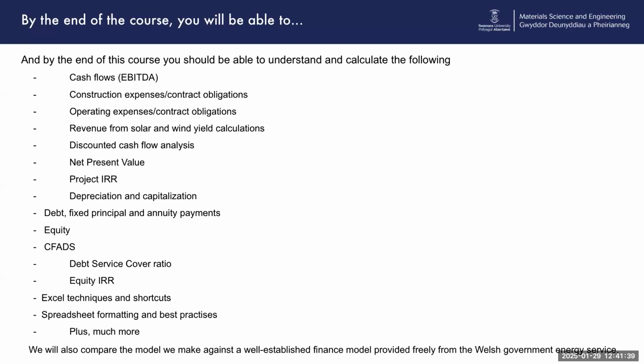We'll have a look at different debt schedules. Debt isn't just debt. You don't just pay back the bank. There's different ways of paying back the bank. Fixed principal payments, annuity payments. We'll talk about equity in more detail. We'll talk about cash flow available for the debt service, which is basically how much money you have left after you've paid tax, to service your bank loan. We'll talk about equity IRR. We'll have a look at Excel techniques and shortcuts. We'll look at spreadsheet formatting, and we'll have a look at much, much more.